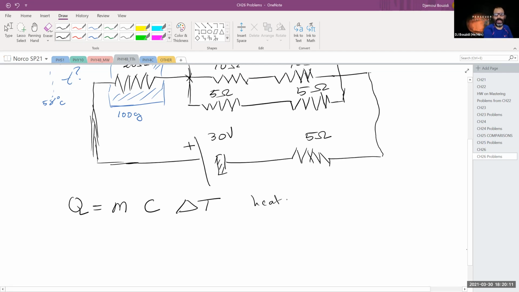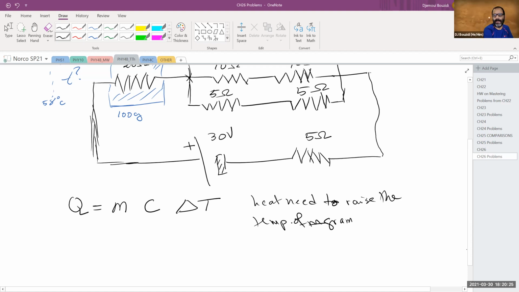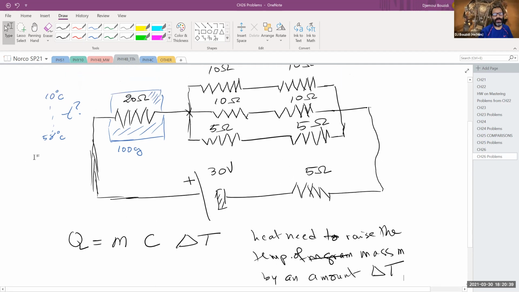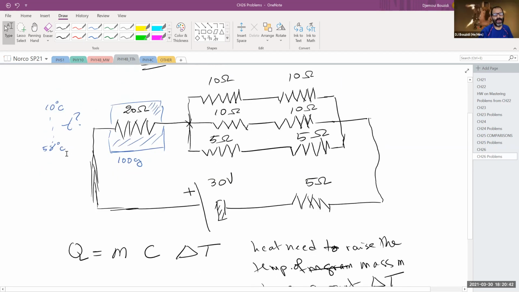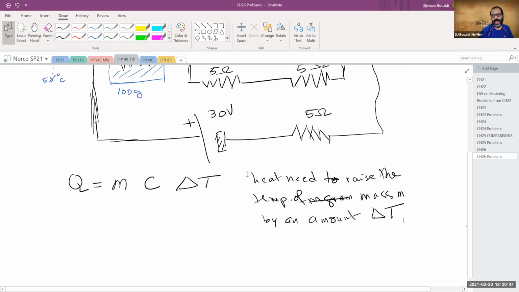So this is the amount of heat needed to raise the temperature of mass m by an amount delta T. The amount delta T here is 48 degrees, because we're going from 10 degrees to 58 degrees. And C now is the specific heat.